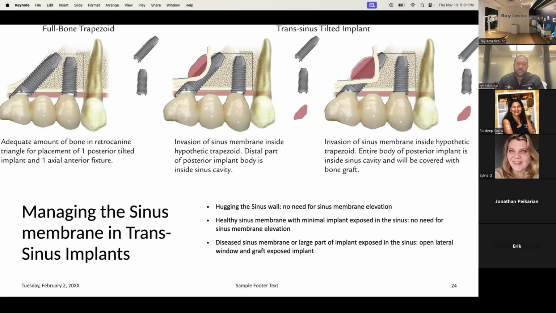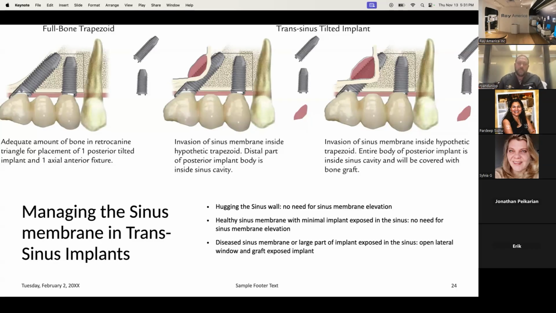Well, if you look in the literature, there are three types of transsinus implants. One is hugging the sinus wall, which is a fully bony transsinus. The second type is where the distal aspect of the implant glances and invades the sinus membrane. And the last type of transsinus is one where the entire body of the implant goes through the empty sinus cavity and engages bone on the other side.